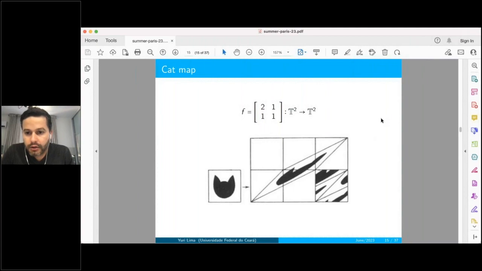Just a question. Can you see my pointer? Yes. Now it's in the bottom right corner.